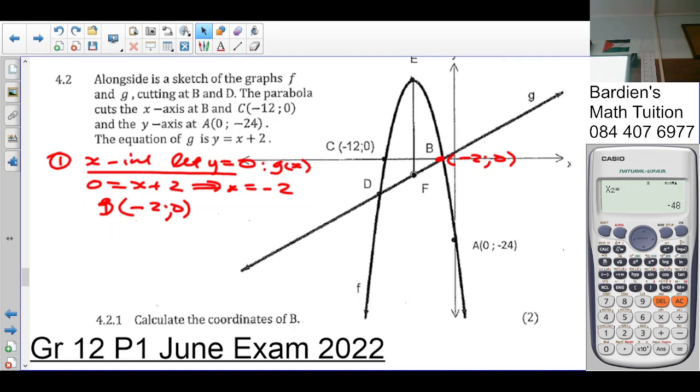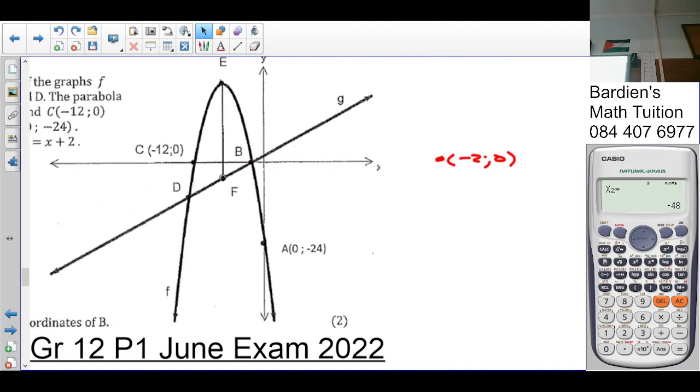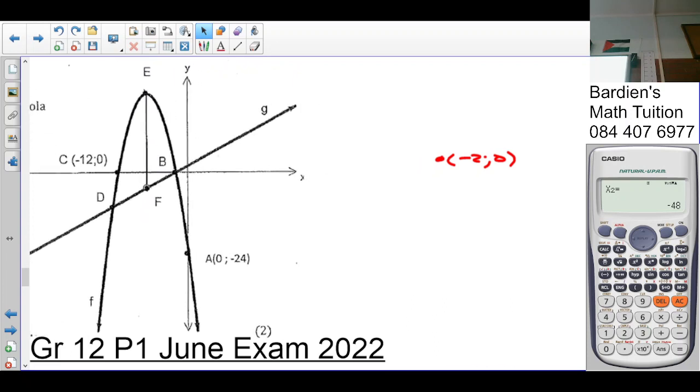I'm going to take this off so that I can keep the diagram in focus, and move this over. Okay, so let's look at the next question.